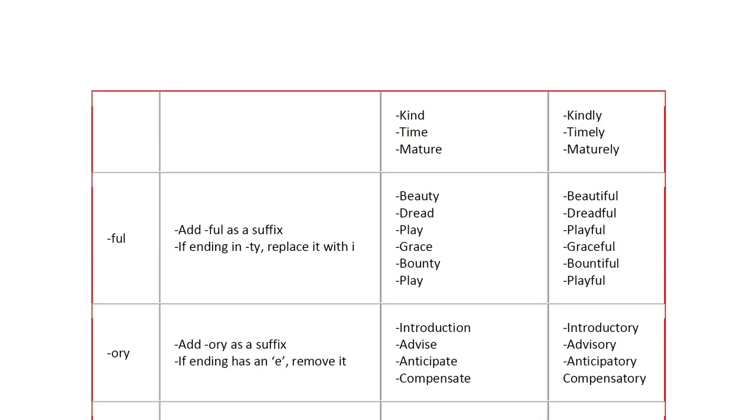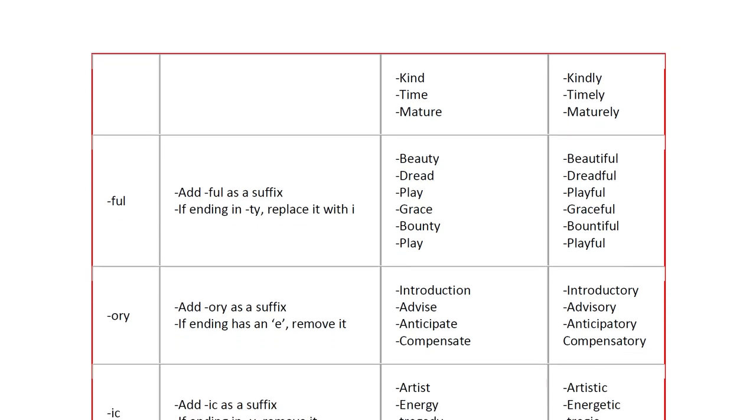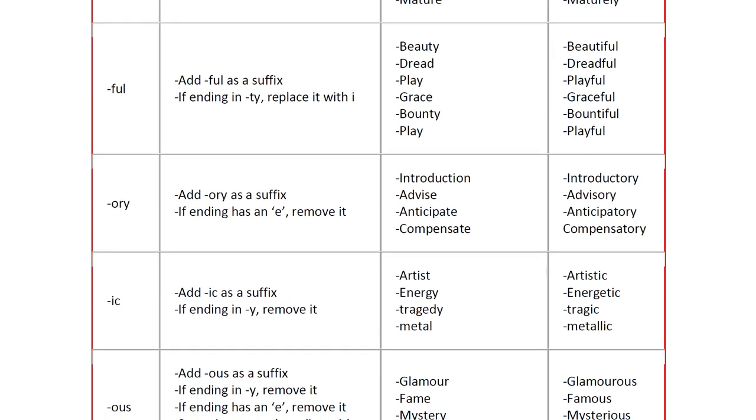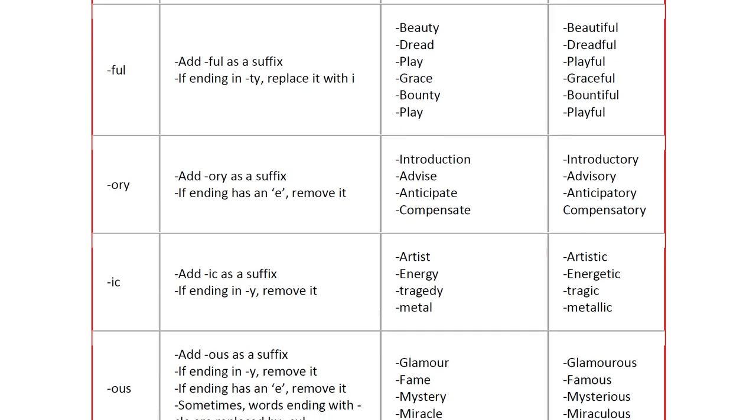Kind, kindly. Time, timely. Here we are not removing the E, just adding ly. Mature, maturely. Next one, adding ful as a suffix, and if the word ends with ty, replace it with I. Like beauty, ending with ty, so you remove y and add I over there.